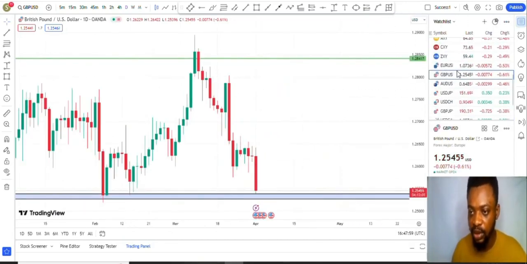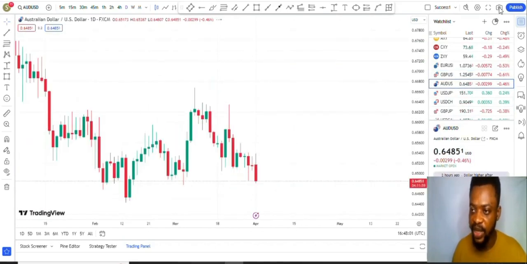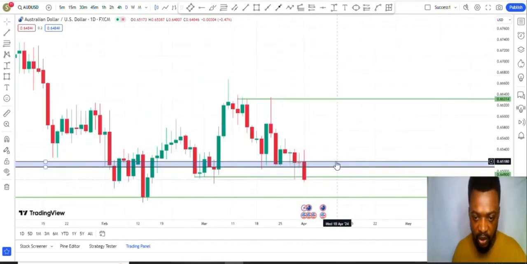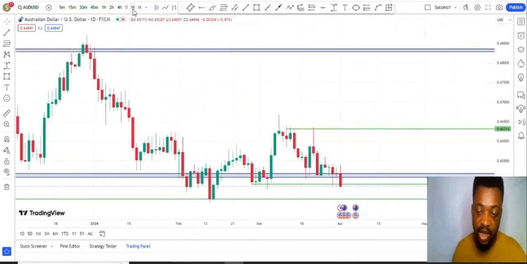Alright, so AUDUSD is actually not the best of pairs to trade for me at this time and in this period. It's not the best of pairs to trade really.